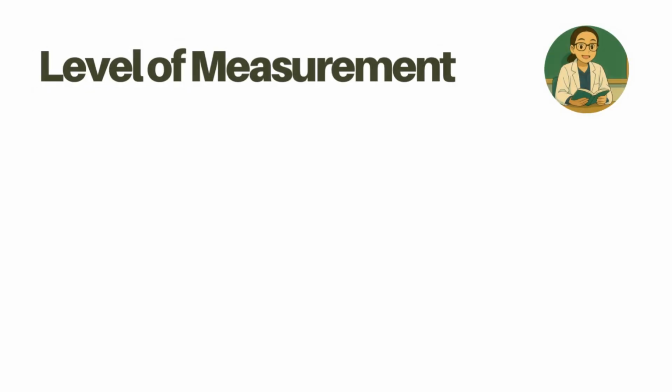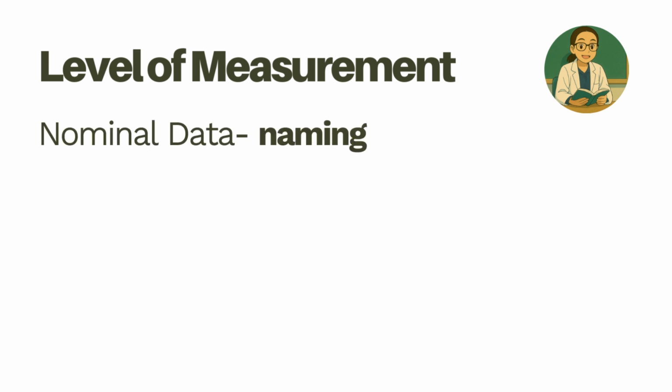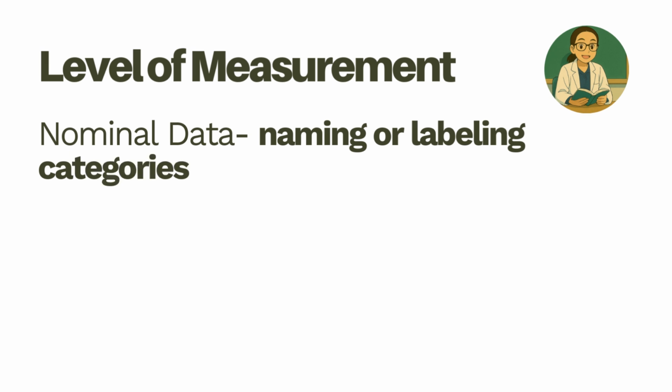Before choosing a statistical test, researchers must first identify the level of measurement of their data. The level of measurement tells us what type of data we are dealing with. Nominal data are used for naming or labeling categories. There is no order or ranking. Examples include gender, blood type, or marital status.